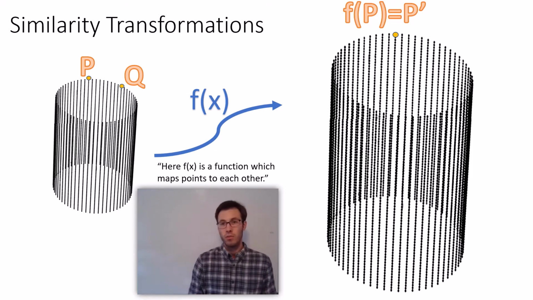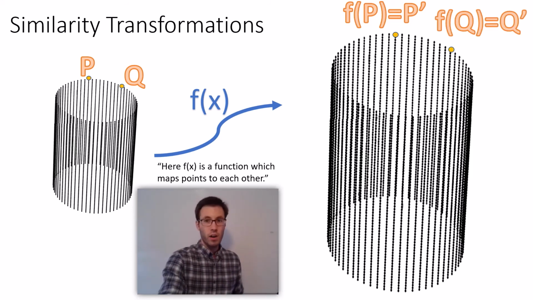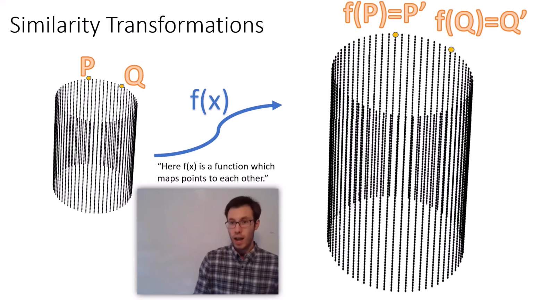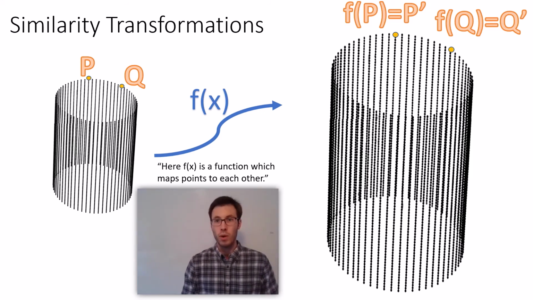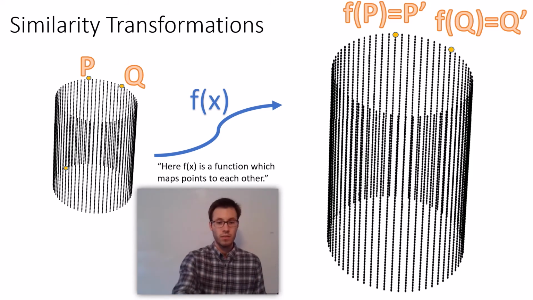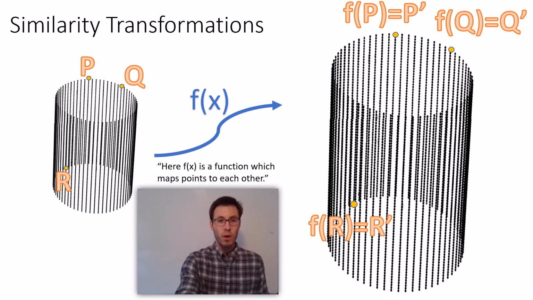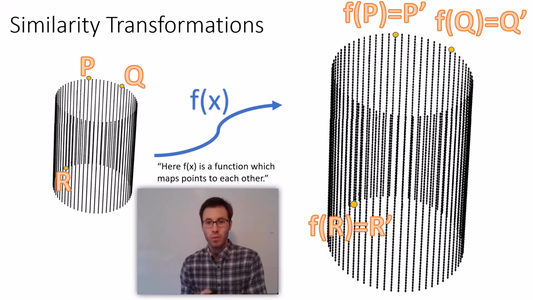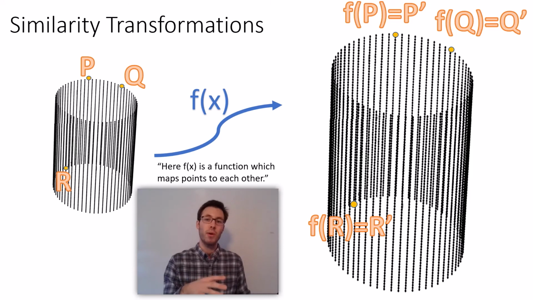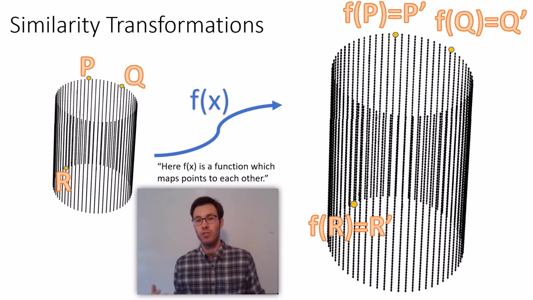There's my point Q. Now that point Q is also going to correspond to where it would in the other diagram, same spot. So F of Q is equal to Q prime. So that's where that point would be located. Now let's take another point, and that point is on the lower left-hand side of that cylinder. That point would be mapped to, if it was R, we would call that R prime, or we would just call that F of R. So that's what's going on here. We're seeing all these points are being mapped by this function.